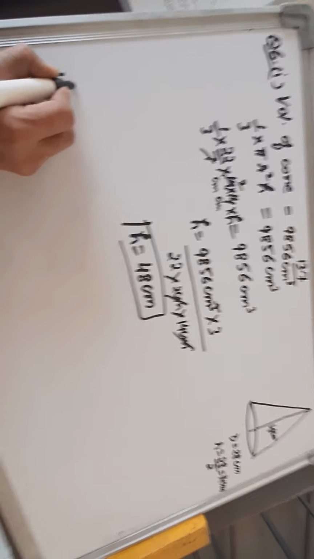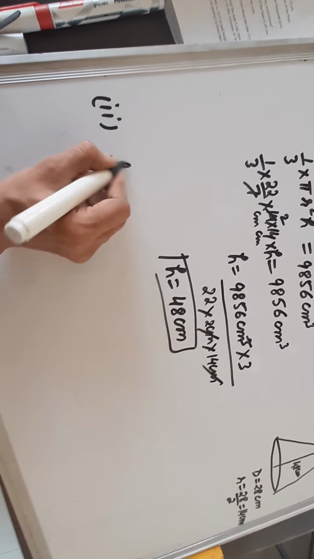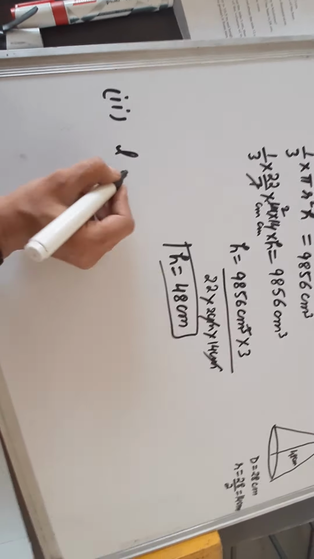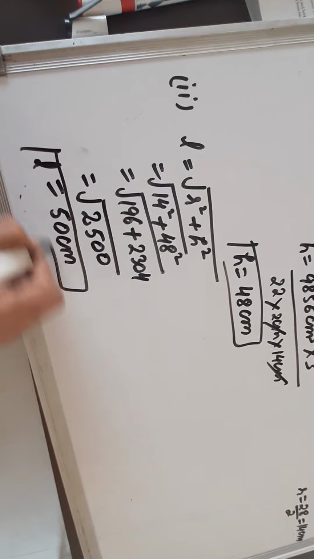Now time to find out the slant height. Slant height is denoted by l and the formula is square root of r² plus h². So let us put the values. Radius is 14 square plus 48 square is the height. So let us solve it. 196 plus 2304, and by adding the two we'll get 2500. And 25 किसका square होता है? It is the square of 5, and for 2 zeros we'll take 0. So slant height will be 50 centimeter.